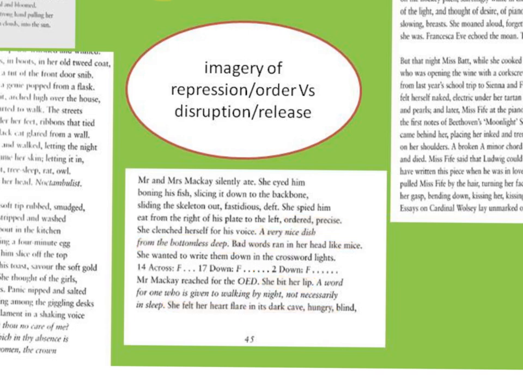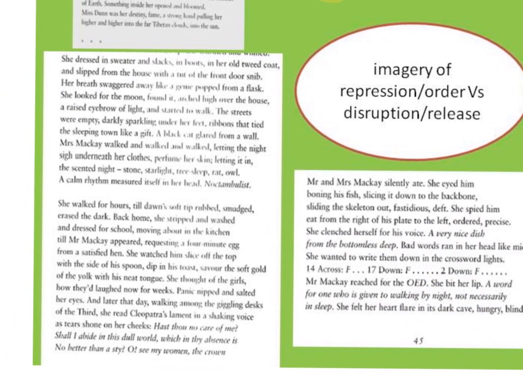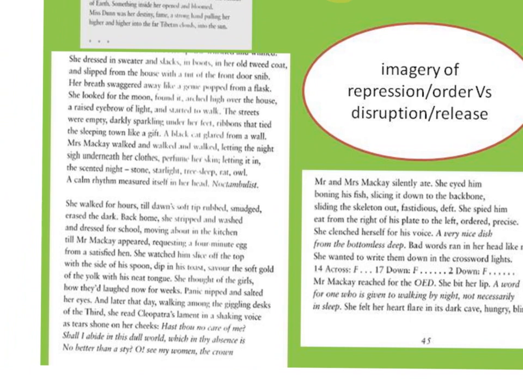Moving around to our penultimate quote here, still looking at the character of Mrs. Mackay, we see lots of examples now of things being released, not in that kind of jubilant way of joy and exciting release that is beneficial, more to do with pain and emotion, I think here. So if we look here, we see in that third line down, she's out for a walk at night. Her breath swaggered away like a genie popped from a flask. Again, this isn't this kind of joyous release that we are seeing from the pupils or Miss Bath and Miss Fife earlier.